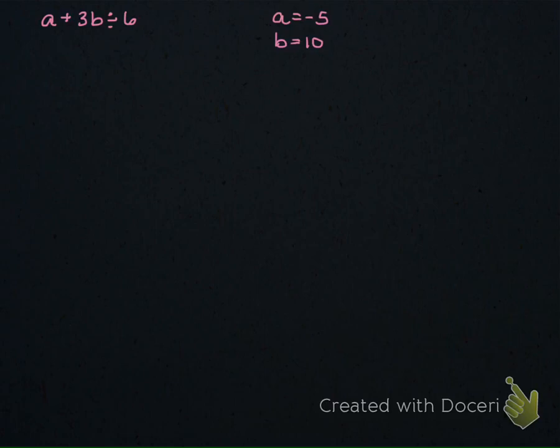So in this problem we see that a is equal to -5, that's shown right here, and we know that b is equal to 10, which is shown right here. So what we will do is we'll rewrite the expression, but in place of a, we'll put our -5, and in place of the b, we'll put 10. Therefore, this expression becomes -5 plus 3b's means 3 times b, so 3 times 10 divided by 6.